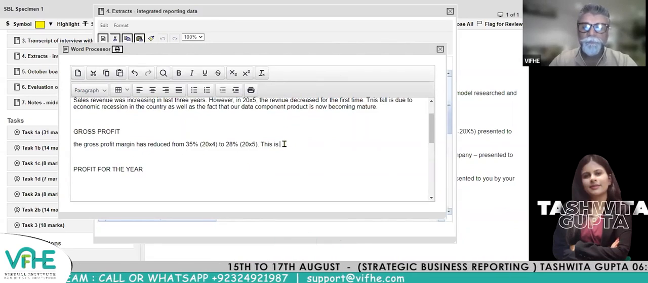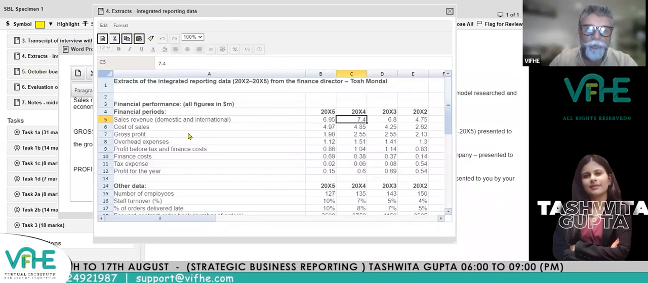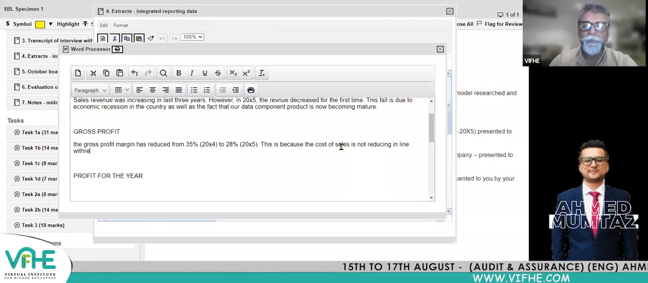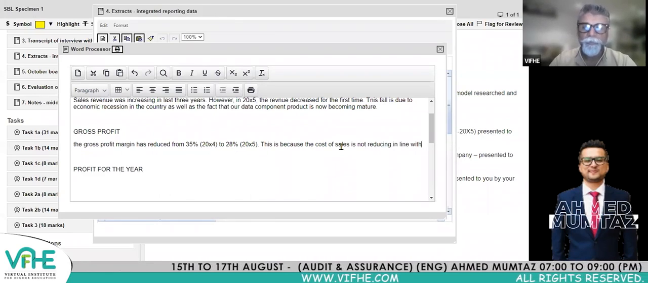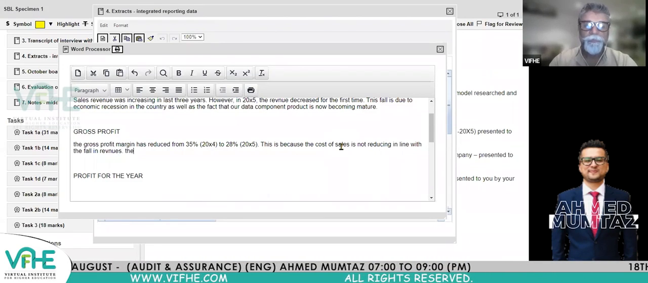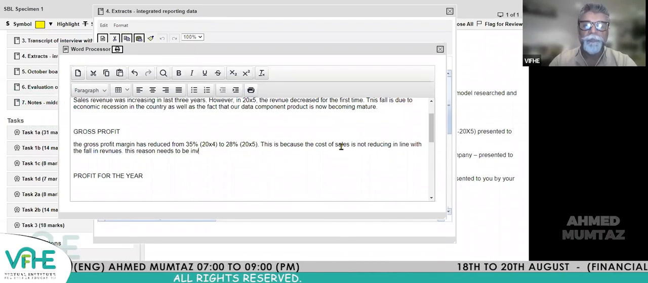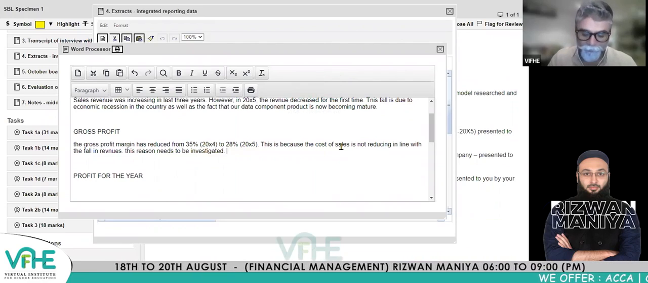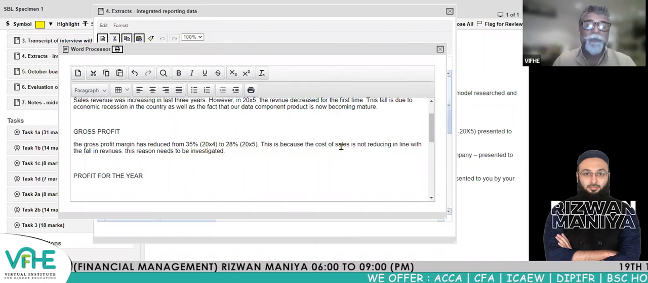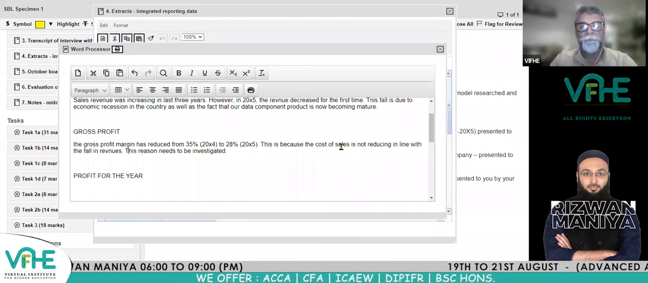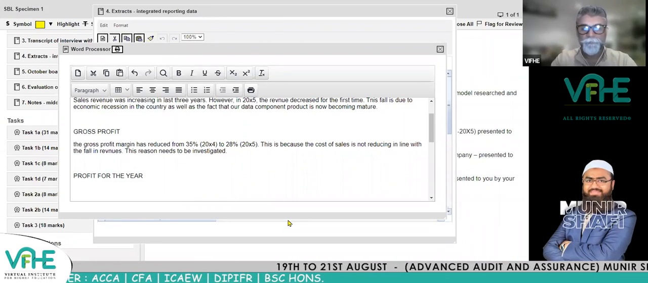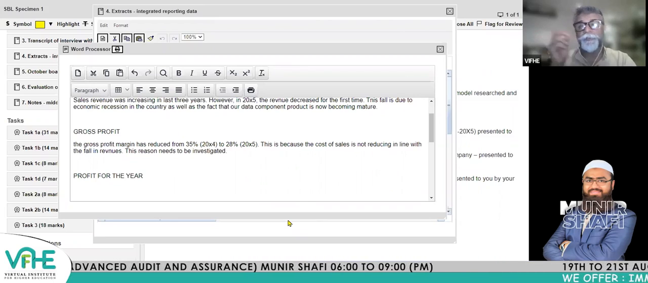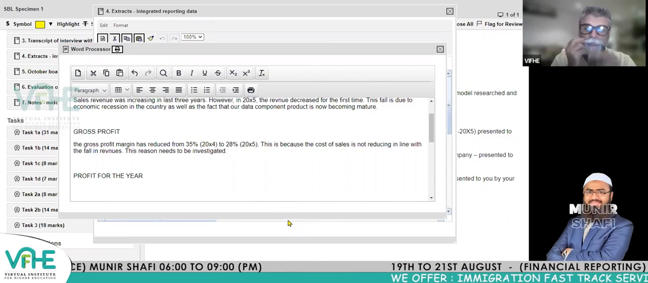Cost of sales is not reducing in line with the fall in revenues. This reason needs to be investigated. I don't know if any reason is mentioned in this scenario. You can then mention why the cost of sales are not going down. And if no reason is mentioned, then you can safely write that this reason needs to be investigated. Simple two lines is enough. It's very subjective. You can do it from first year versus this year, or you can do it from last year. Up to you.